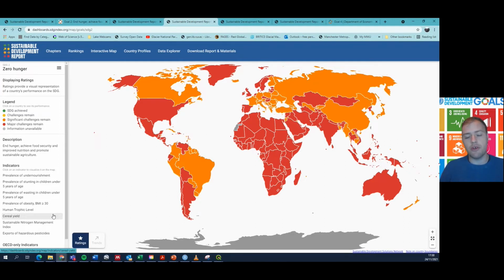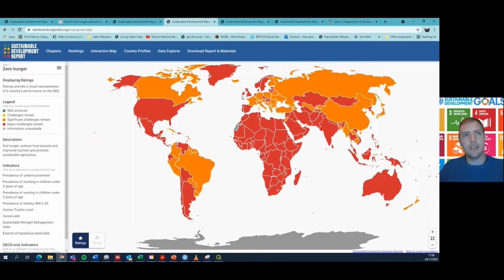It relates to that more complicated web of things that we talked about. Because we talked about not only do we want enough food for people, but we want all that food to be produced in a sustainable and ethical way. So if we're producing and exporting hazardous pesticides, that's not sustainable. So we might have a country that is producing enough food, but it's still exporting hazardous pesticides, which is not a sustainable action.